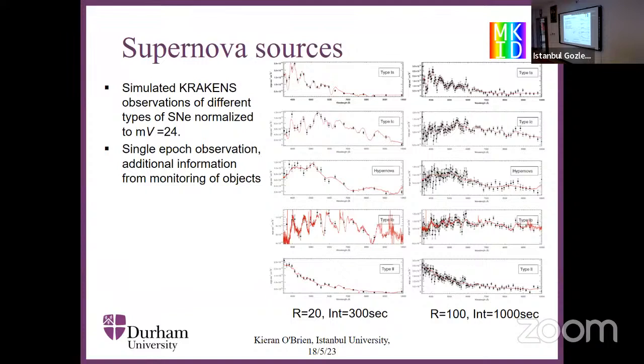So we put in a few supernovae sources. These are simulated observations on Keck. On the left-hand side, you see one with an R of 20. The black points here are your individual spectrally resolved elements. On the right-hand side, here's what you do if you can get towards a higher R. But as you can clearly see, you can very quickly determine the difference between these different types of objects with a single observation.